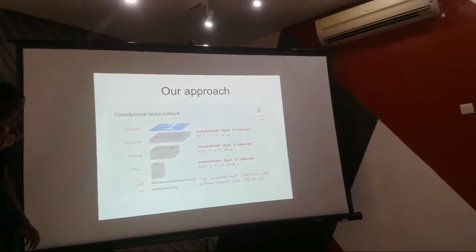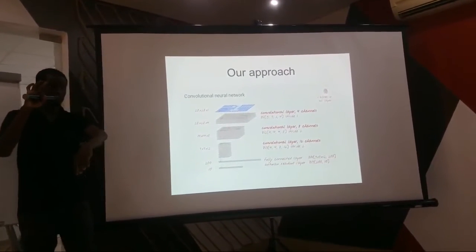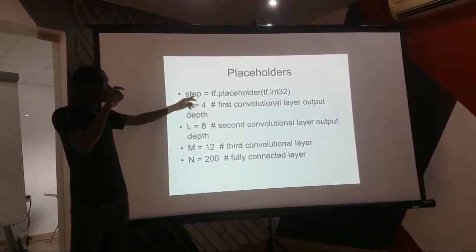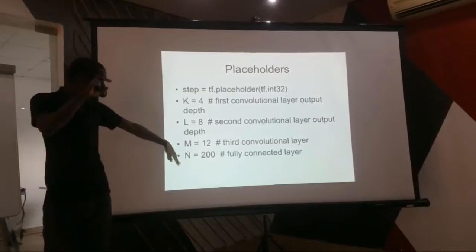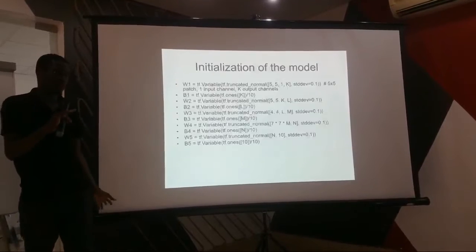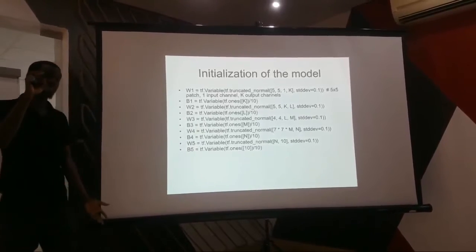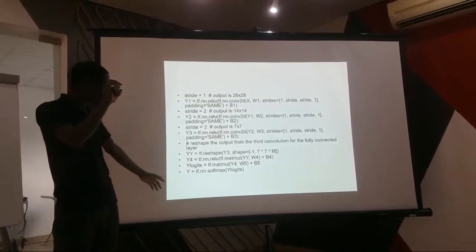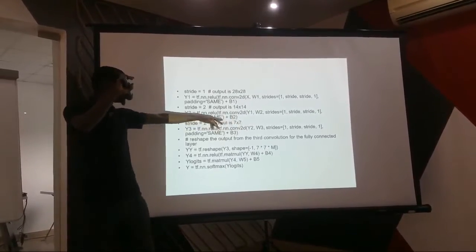The next slide I will try and get. So we have the placeholder for our step, then the first convolutional layer, the second and the third. Then the last one is the fully connected layer. So we did the initialization of the variables. Then this is the code for the convolutional network.